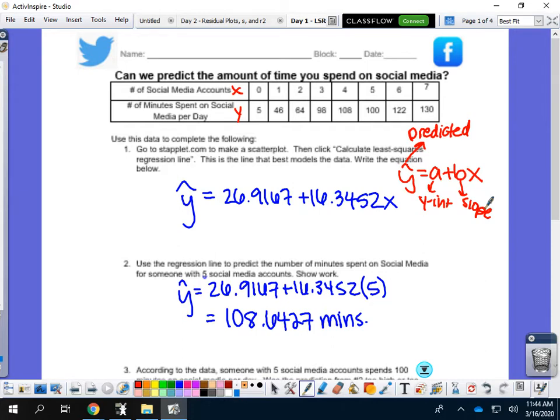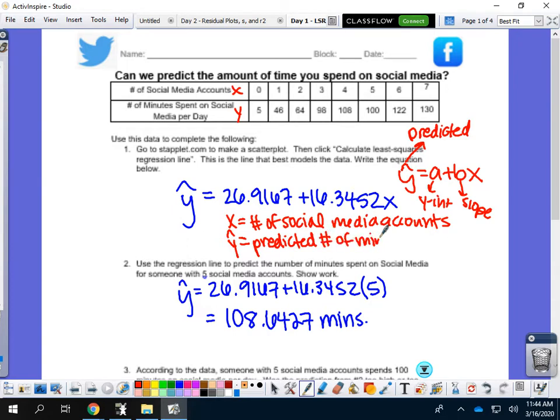We like that format because it shows the Y-intercept first, which makes more sense because that's kind of like your initial amount. It's very important that once you have your equation written down, you define the variables. And so that would be X equals, and we'll write number of social media accounts, and then Y hat equals predicted number of minutes spent on social media per day.